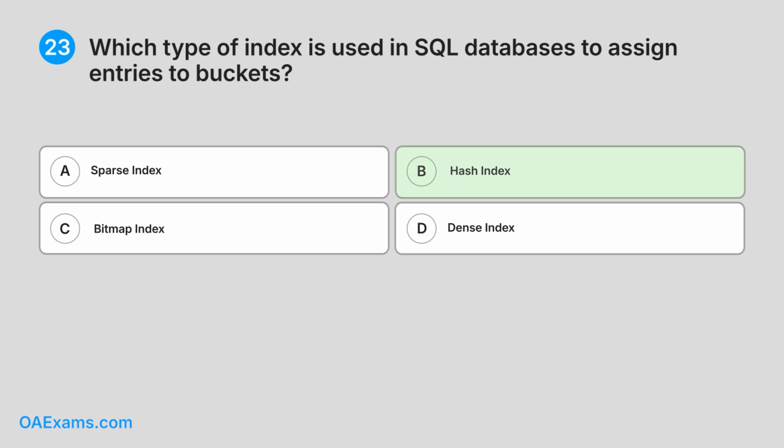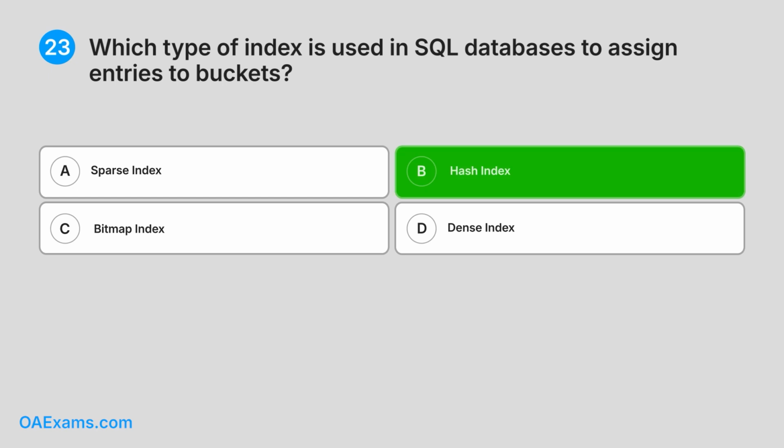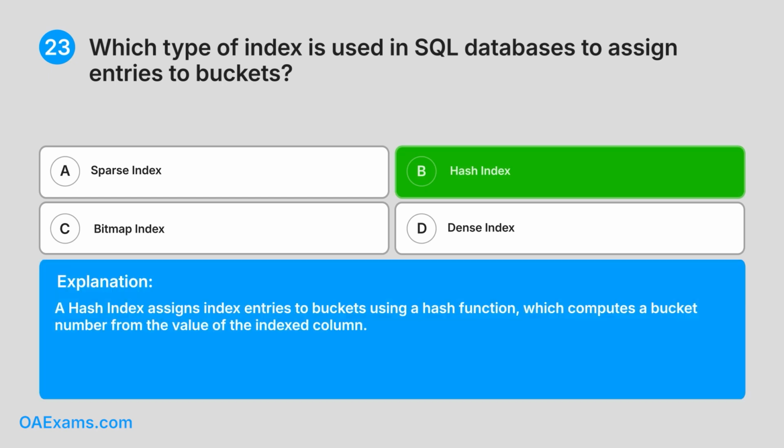Correct answer: B. Hash index. Explanation: A hash index assigns index entries to buckets using a hash function, which computes a bucket number from the value of the indexed column.